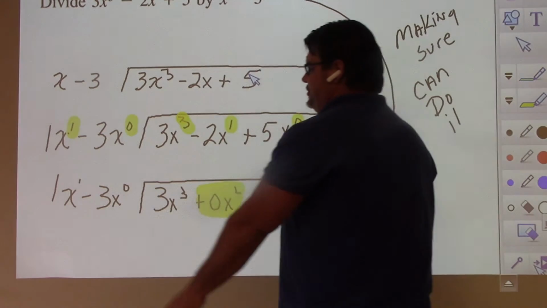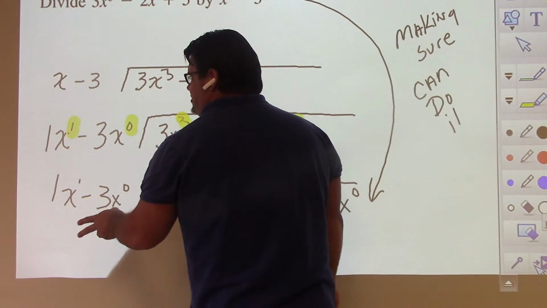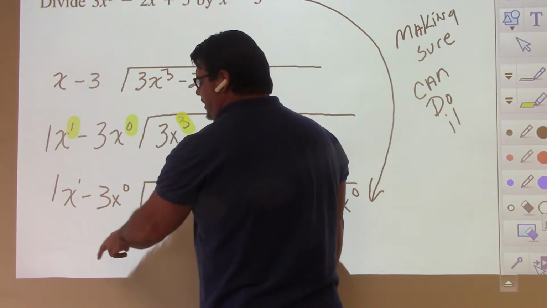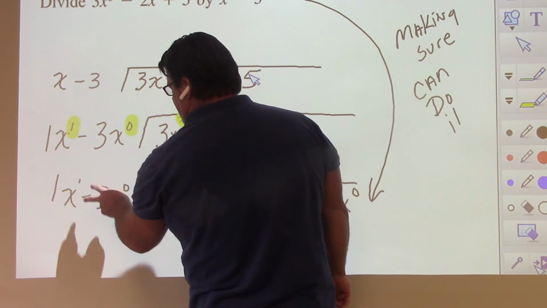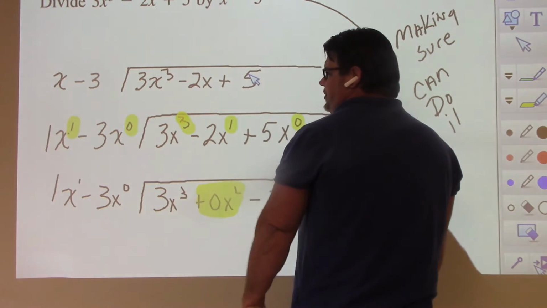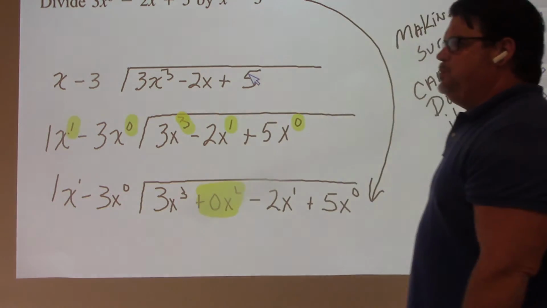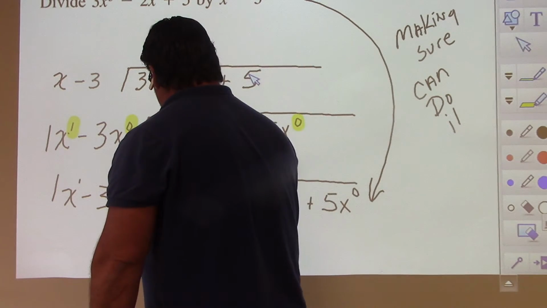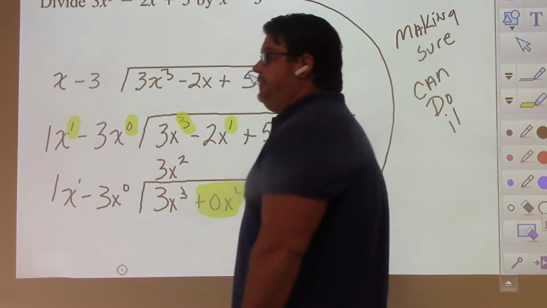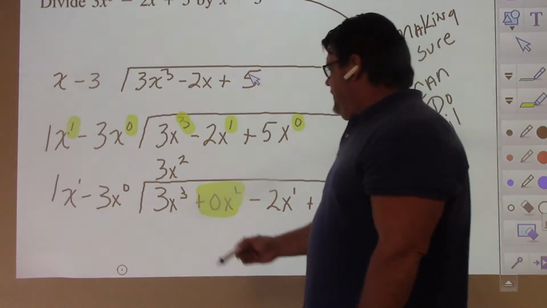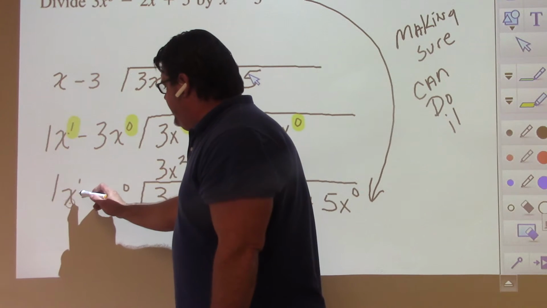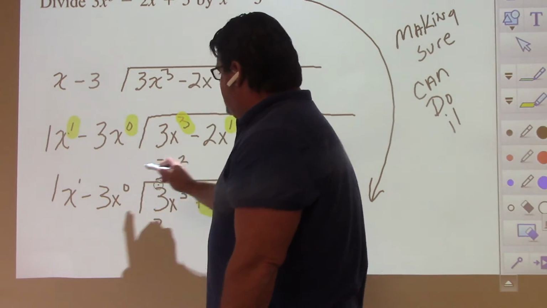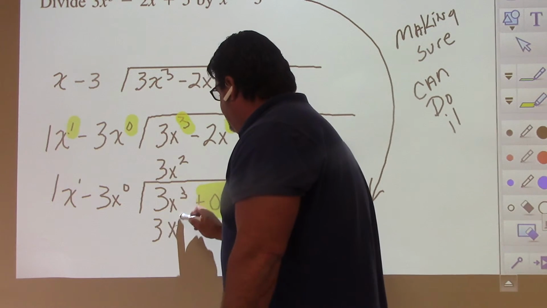How many times, now be careful, don't blurt out an answer, because most of the time y'all blurt out the wrong answer because you're not thinking in terms of the exponent. How many times will x to the first go into 3x to the third? 3x squared. Good. Most people say something different. They say twice. Okay? So 3x squared times 1x to the first. 3 times 1 is 3. X to the second times x to the first is x to the third.